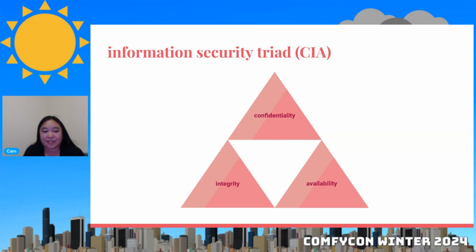CIA, the Information Security Triad. The basic building blocks of what we constitute as security today: confidentiality. How do I make sure that my data remains available to only the people that I want it to be? Integrity. How do I know that it hasn't changed along the way? Availability. How do I make sure that the people that I want to get it to actually do get it?